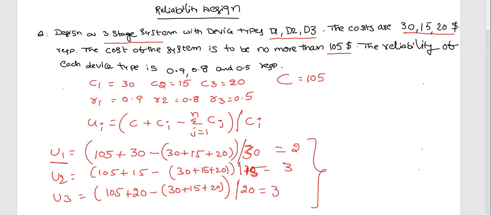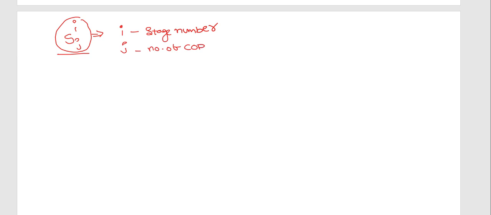Now we will move to the program. First, I am using the notation S power i j at each stage. How many stages do we require? We require 3 stages. Once you know the meaning of this notation, the complete process is very simple. Here i represents the stage number, and j represents the number of copies of the device.